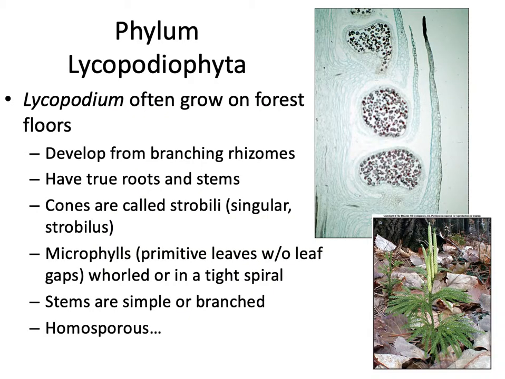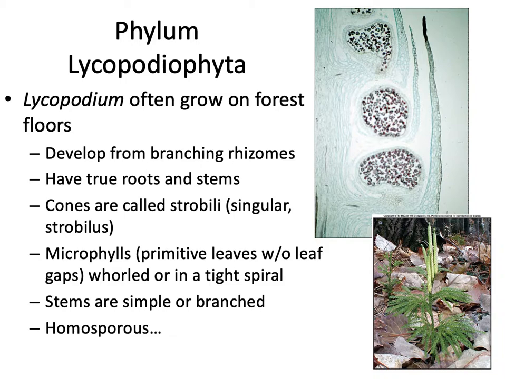The genus Lycopodium is often found growing on the forest floor. We don't have this in California, but we do see a lot of this on the east coast of the United States. Lycopodium develops from branching rhizomes. They have true roots and stems.